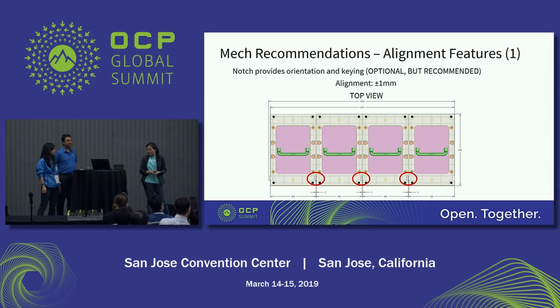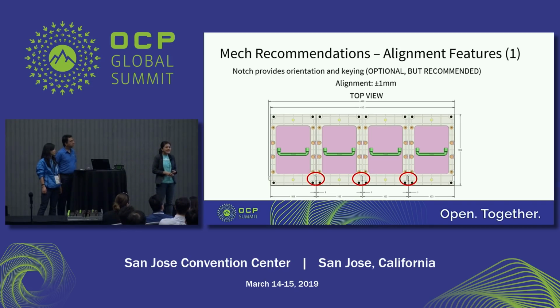So for those of you who have seen the OAM module, it's quite large. Because of its hefty size and a typical very tight pitch in a system design, we do have some recommendations on how to do guidance into the system. We have some recommendations on stages of alignment. The first stage of alignment is actually using the notch that we described. This notch provides orientation and keying, so it prevents you from being able to flip the module and put it 180 degrees or incorrectly into the system.